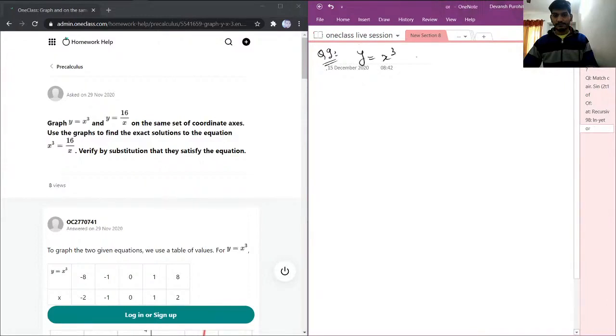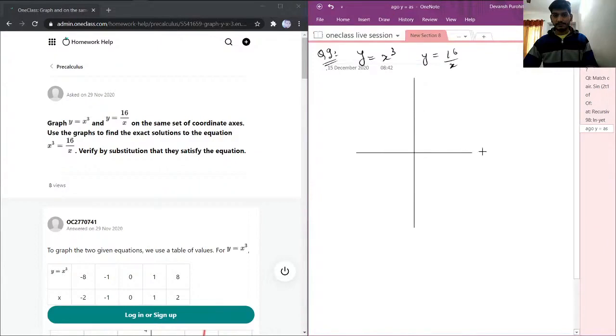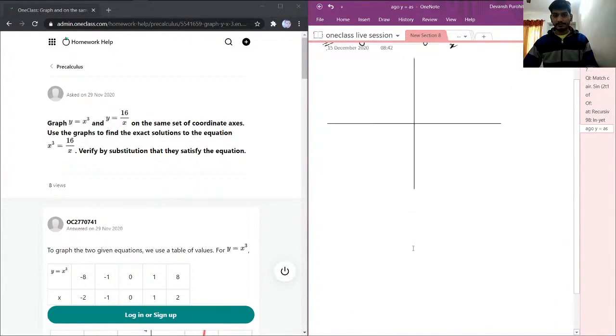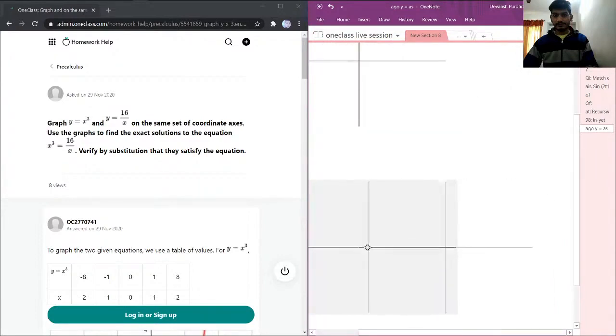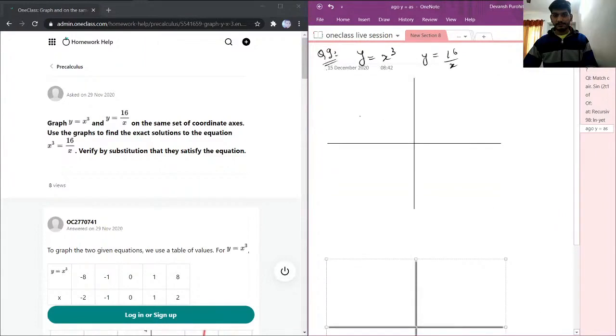We have y equal to x cube and we have y equal to 16 over x. So we need to draw these graphs. First, you take the coordinate axis here. We'll copy this and paste it. So this is going to be for y equal to x cube, and this is going to be for y equal to 16 over x. The red pen. I will just find a few coordinates.